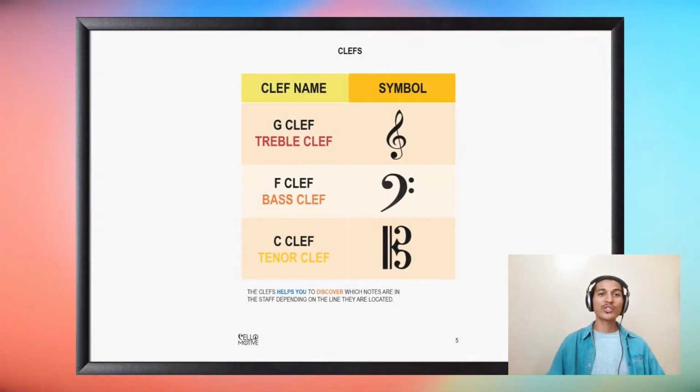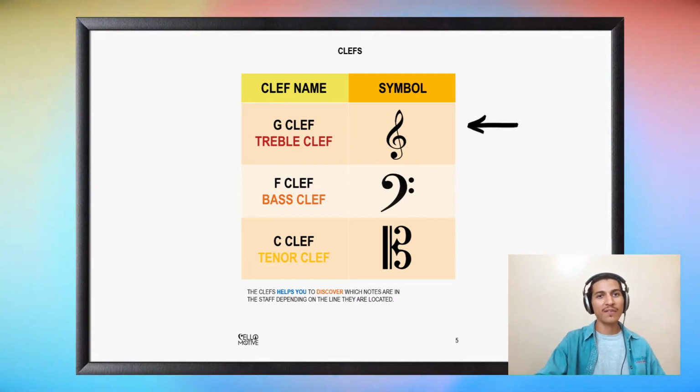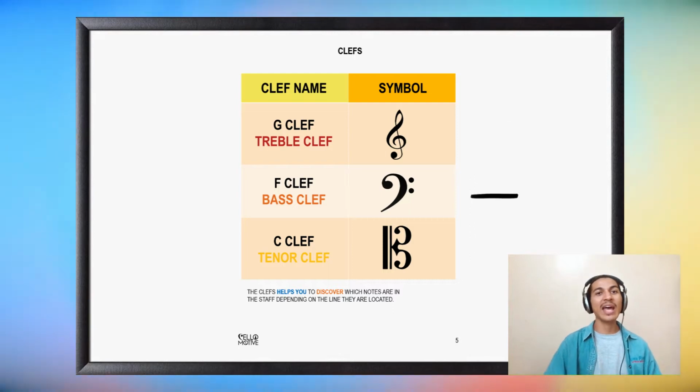If you want to see the first part, where we talk about the ladder of the musical notes, please go to this video. We're going to start looking at the three clefs. This first one is the G clef. I'm sure you've seen this before. The second one is the F clef. And the last one is the C clef. That looks like a B, but it's actually the C clef.